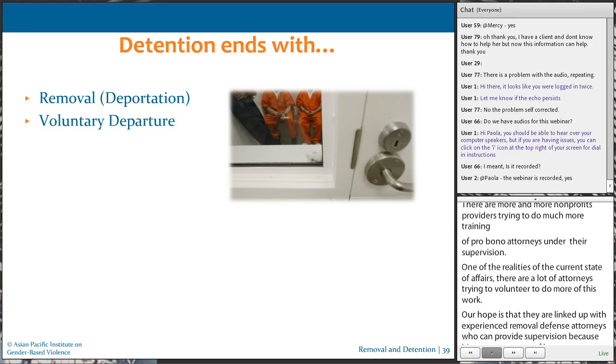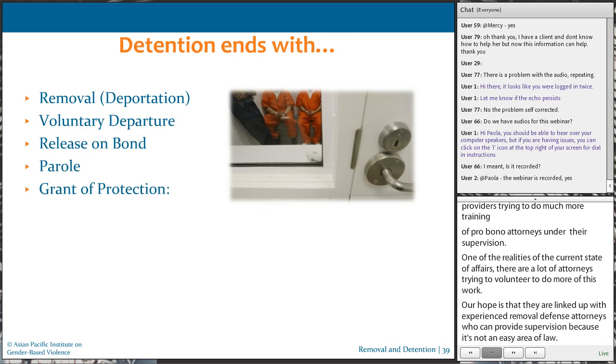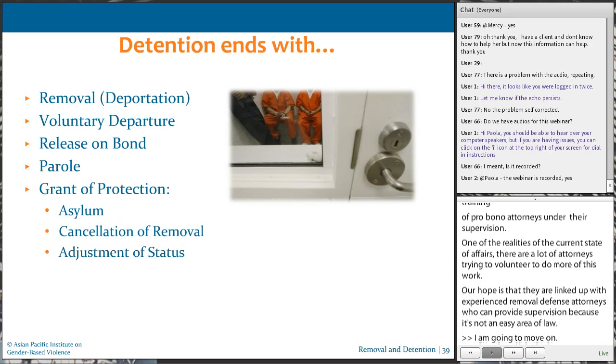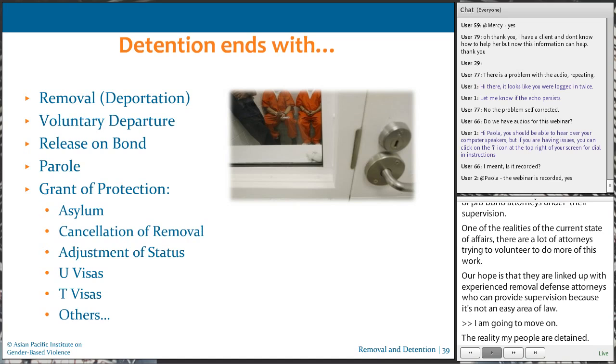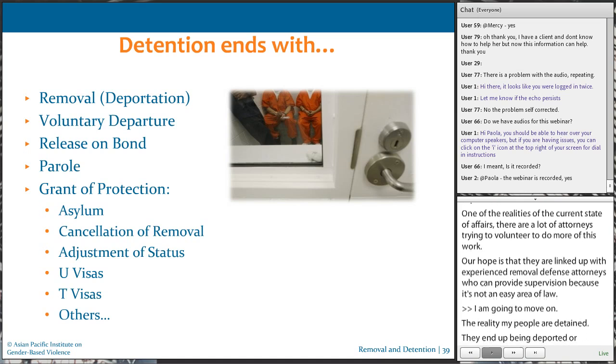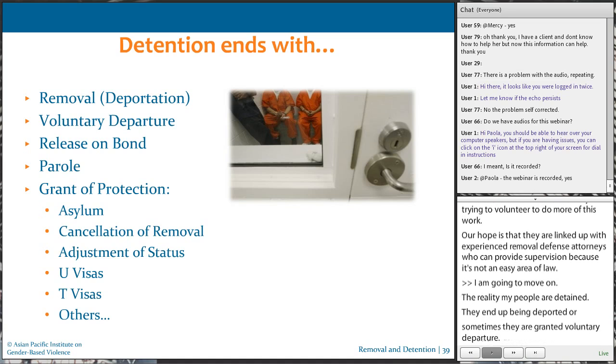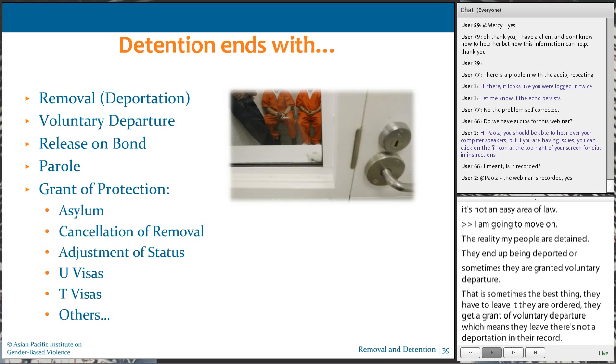So the reality is, people are detained. It either ends up in people being ordered deported, or sometimes they're granted what's called voluntary departure. The very best thing that happens is they have to leave the country, but they get a grant of voluntary departure. What that means is if they leave, there's not a deportation in their record, which may mean that they might be able to apply for protections or some kind of immigration relief in the future.